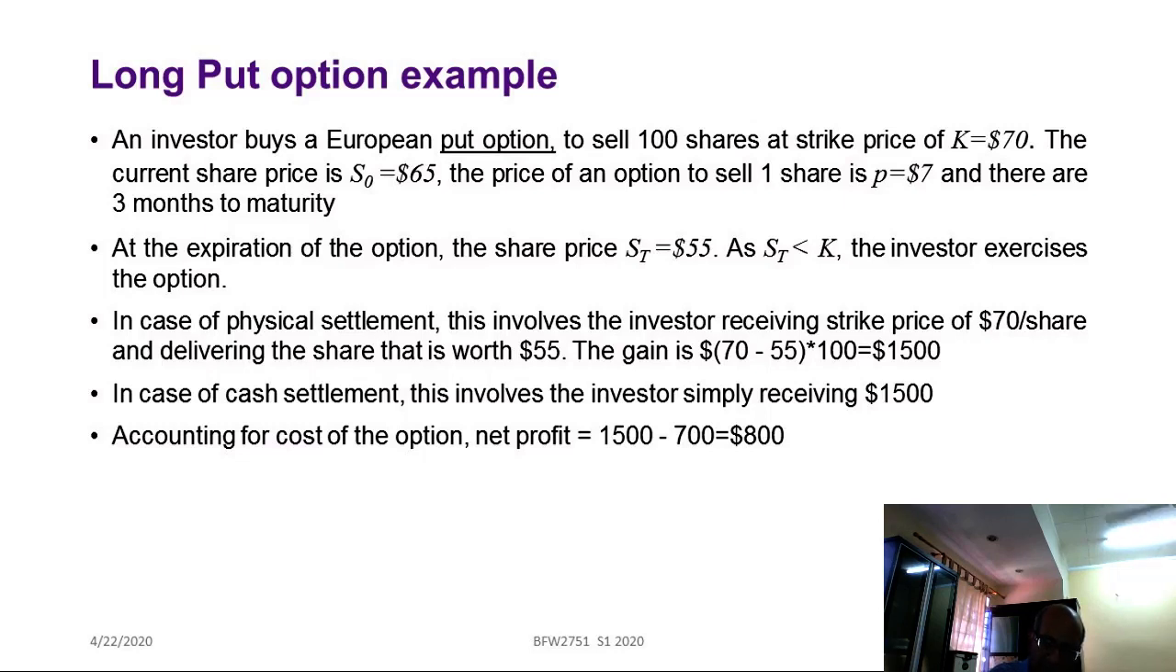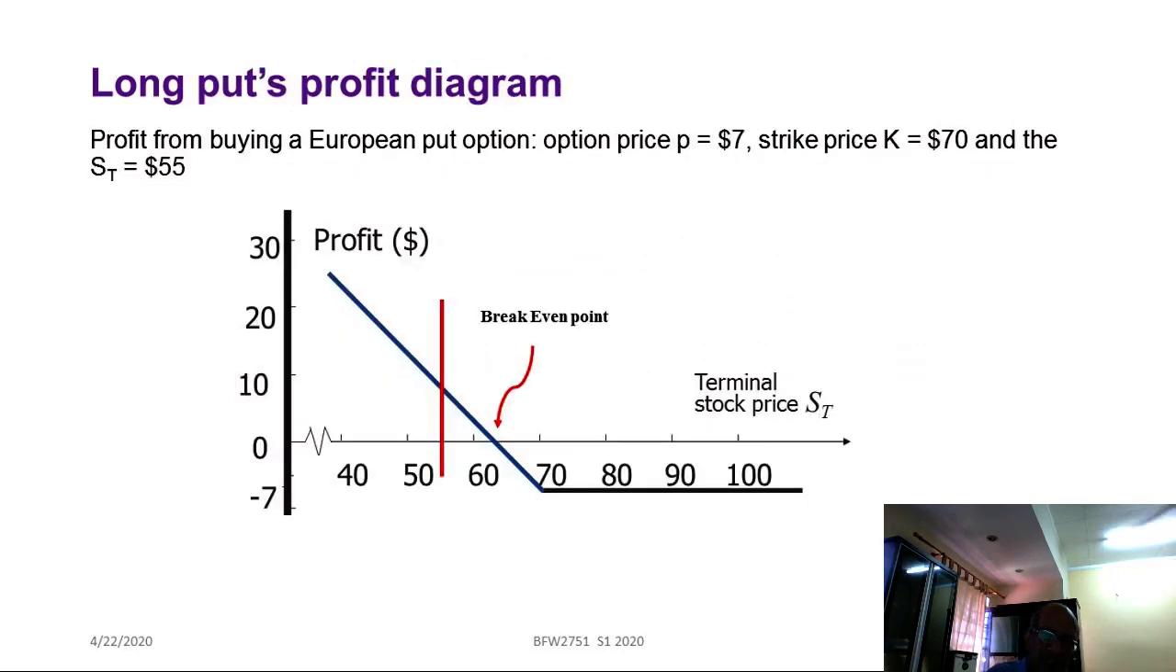Long put option. This is the diagram for the long put option: profit from buying a European put option. P is $7, that's the cost of the premium. The premium of the option is $7. Strike price K equals $70. And the ST, the final price, is 55.